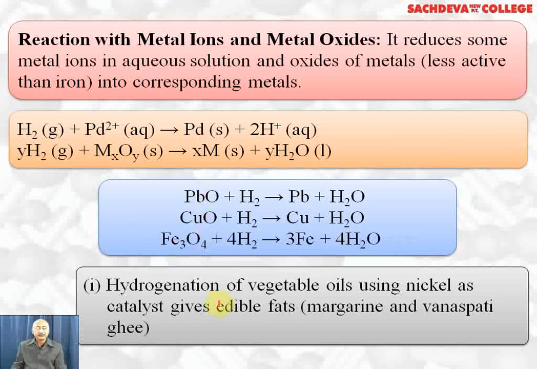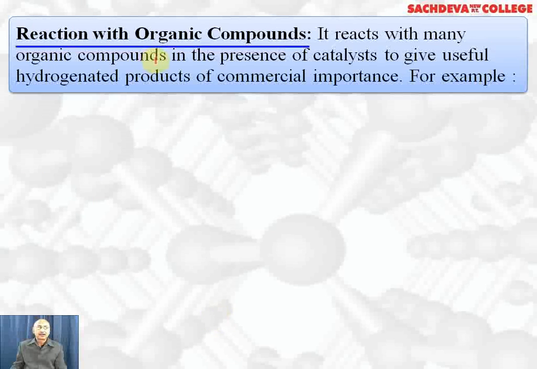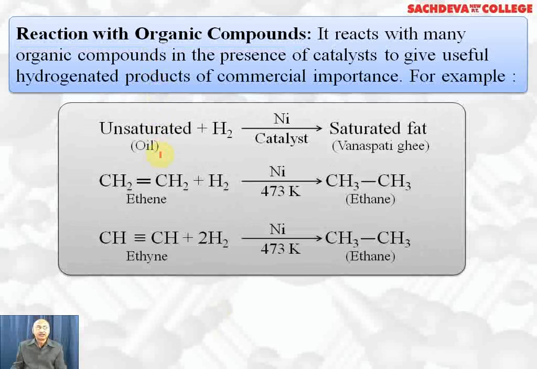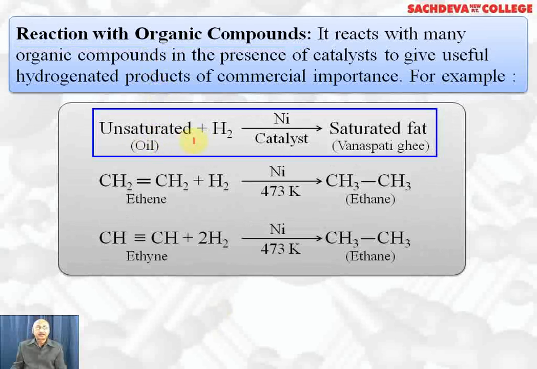Next we have hydrogenation of vegetable oils using nickel as a catalyst, which gives edible fats, vanaspati ghee and margarine. Reaction with organic compounds: it reacts with many organic compounds in the presence of catalysts to give useful hydrogenated products of commercial importance. For example, oil is unsaturated, which reacts with hydrogen in the presence of nickel as a catalyst. It gives saturated fat, that is vanaspati ghee.